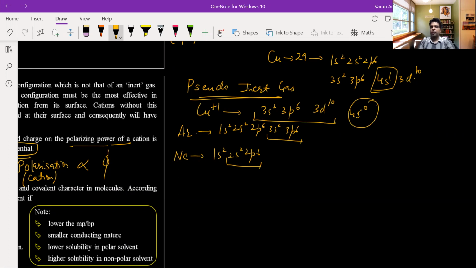This configuration, 3s2, 3p6, 3d10, in which all the shells and orbitals are complete, is known as pseudo inert gas configuration. This configuration is known as inert gas configuration, and this configuration is known as pseudo inert gas. So copper plus 1 is not an inert gas. This type of configuration in which the d orbitals are also complete is pseudo inert gas. Here the d orbitals are not complete. This is 3d0.